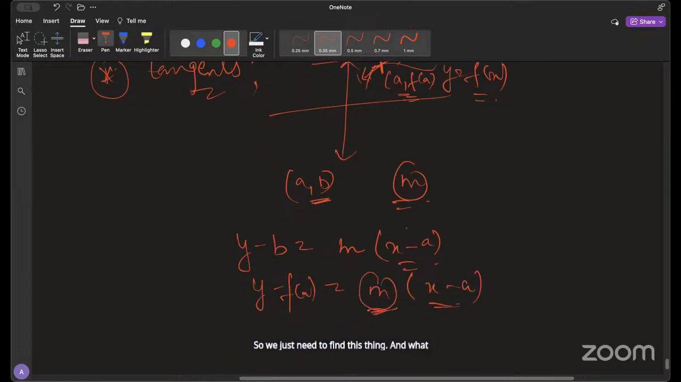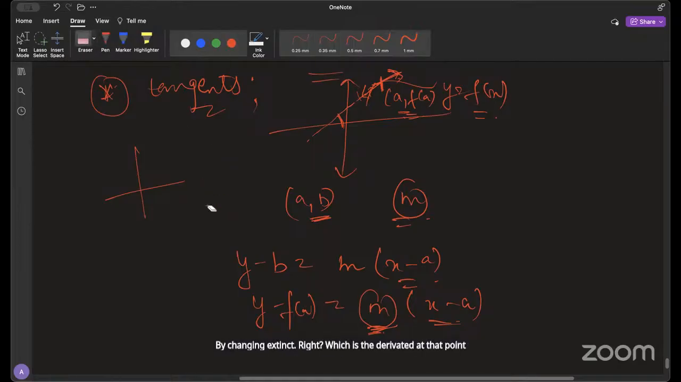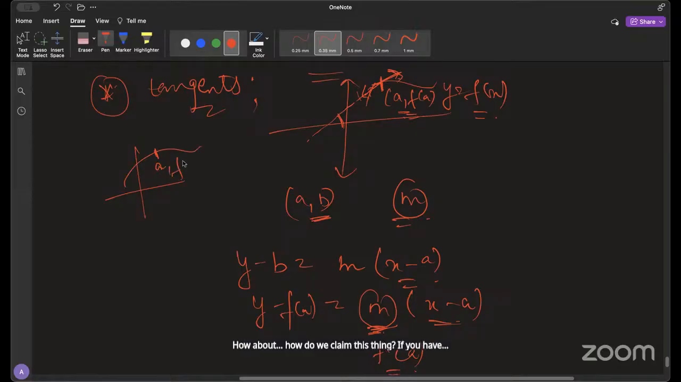And what is this thing? When you extend it, there are several ways to define tangent. One of them is to define slope, the change in y by change in x, which is the derivative at that point. So it's basically f'(a). How do we claim this? If you have (a, f(a)) here and you need to find the slope, you take this point and this point, and then you join these two points.